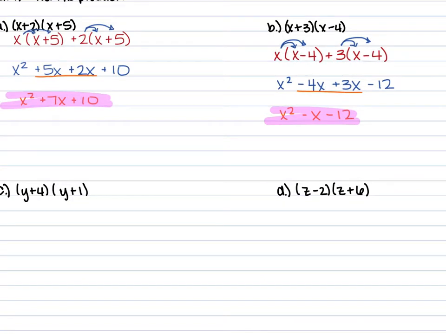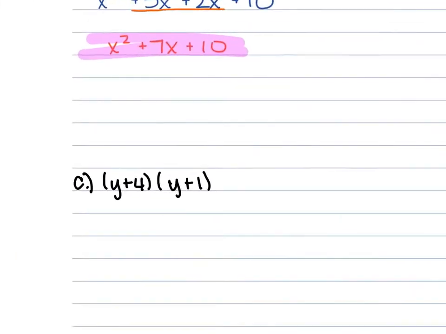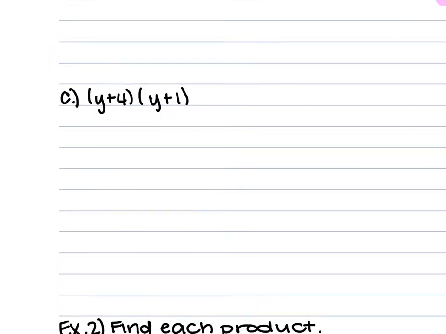For example C, we're given y plus 4 times y plus 1. So we're going to take y from the first set of parentheses, distribute it into the y plus 1. Then we'll take the 4, distribute it into the y plus 1.